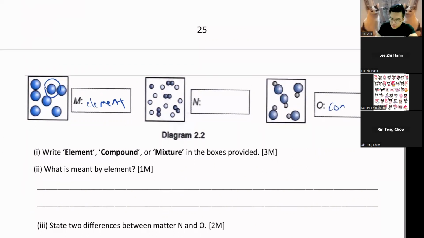Compound is this one, because there are 2 types and they become friends. You see, there's a bond here. They become friends here. And this is your mixture, because this black one and the white one, they don't become friends. They don't know each other.